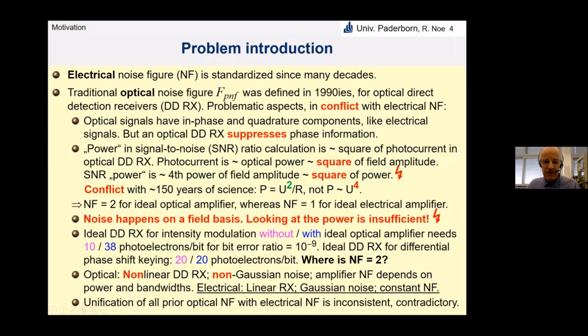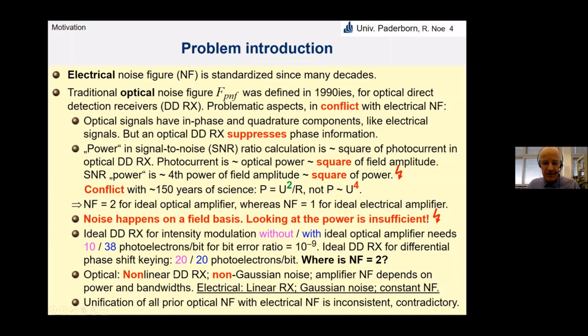An ideal direct detection receiver for intensity modulation without optical amplifier ideally needs 10 photons or photoelectrons per bit for a bit error ratio of 10 to the power minus 9. With an ideal optical amplifier, it needs 38, but the quotient of this is not 2, which the noise figure claims. For differential phase shift keying, with or without amplifier, the ideal receiver sensitivity is 20 photoelectrons per bit. This quotient is also not equal to 2.